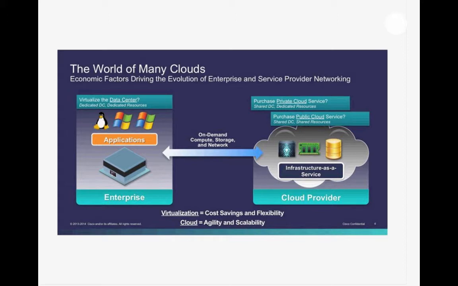So as a customer of those cloud providers, you have a lot of choices. Do you purchase private cloud infrastructure where things are dedicated to you? Do you purchase public cloud infrastructure where it's a shared set of resources? Do you build your own private clouds? There's all sorts of questions as to how you go about tackling the different cloud environments and how they best fit your particular businesses.